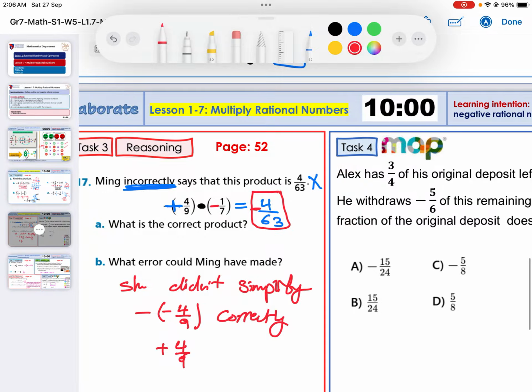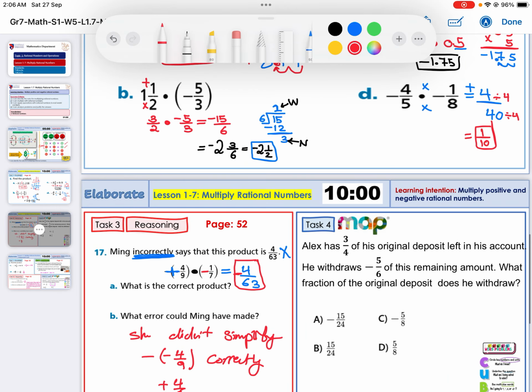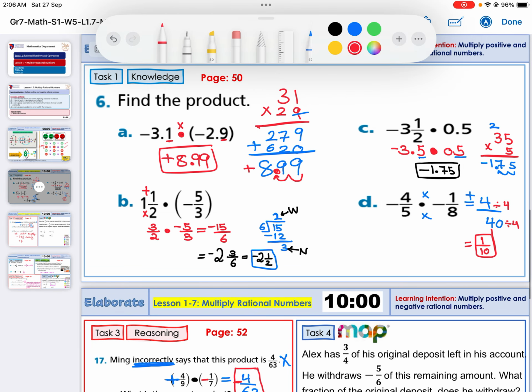Okay, so that's it, guys. So that's it for lesson 1.7. Please try to practice as much as you can. You have so many questions in the book that could be beneficial for you. And yeah, see you when I see you.